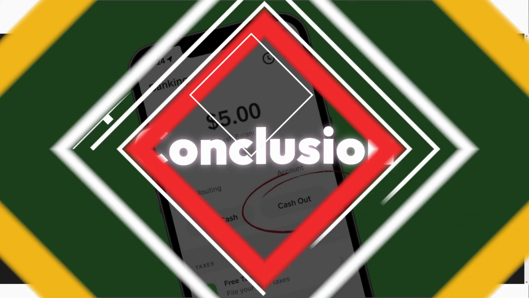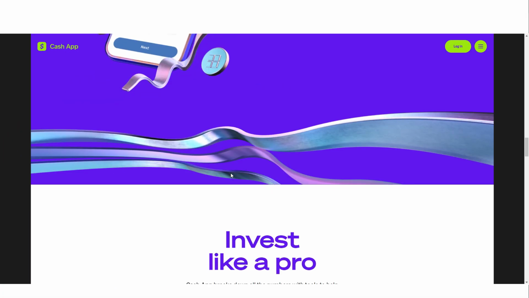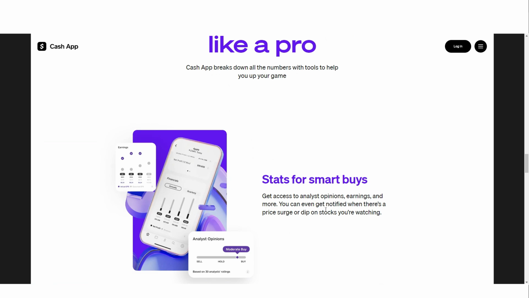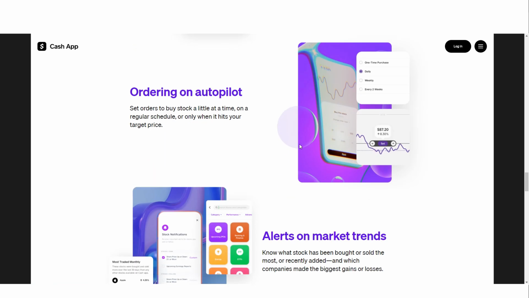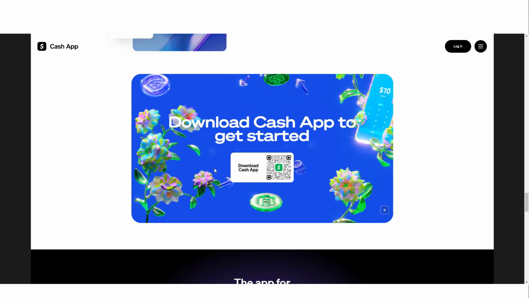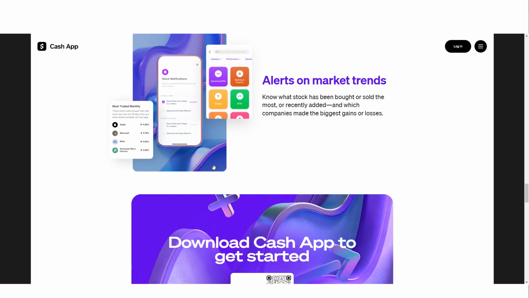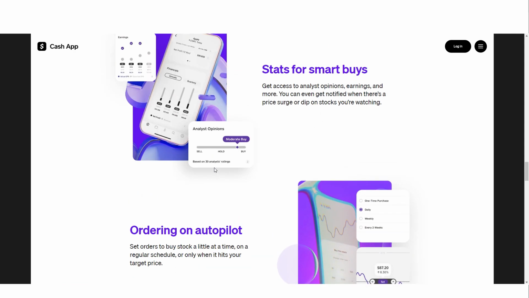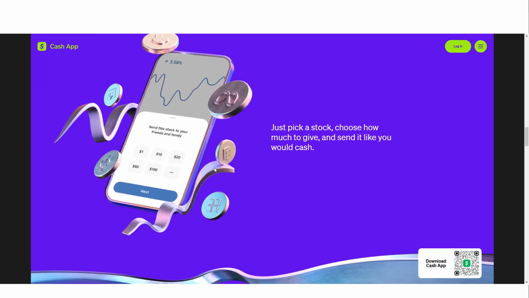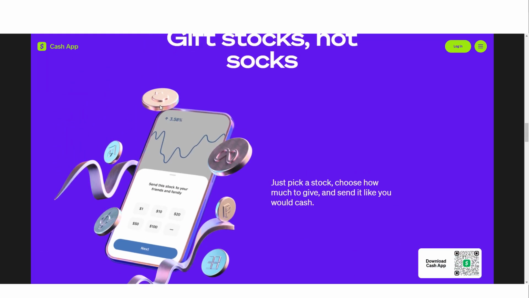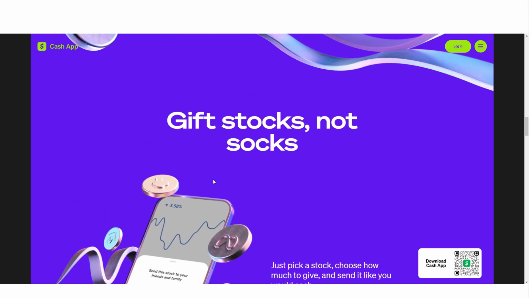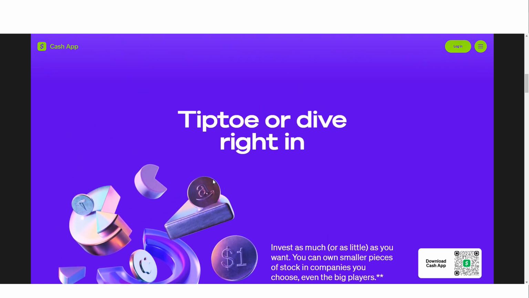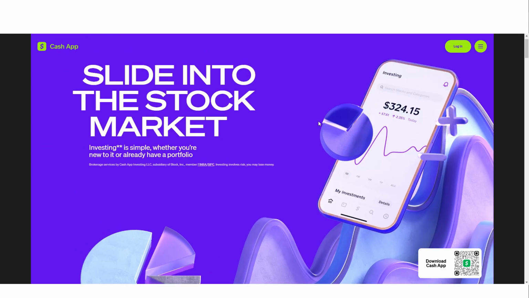Cash App Investing is an excellent choice for beginners looking for an easy and affordable way to start investing in stocks. Its user-friendly interface, zero trading fees for stocks, and integration with the Cash App ecosystem make it a convenient option for those new to the investment world. However, the app's limited research and educational tools may require users to seek additional resources to make informed investment decisions. Overall, Cash App Investing provides a straightforward and cost-effective entry point into the stock market.